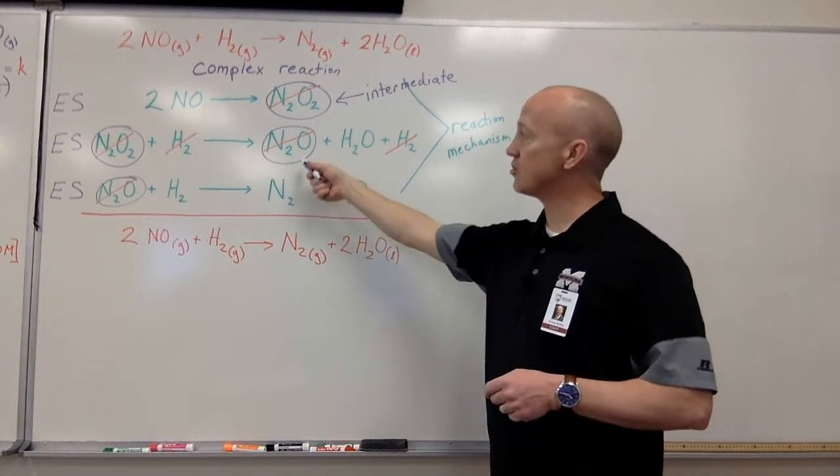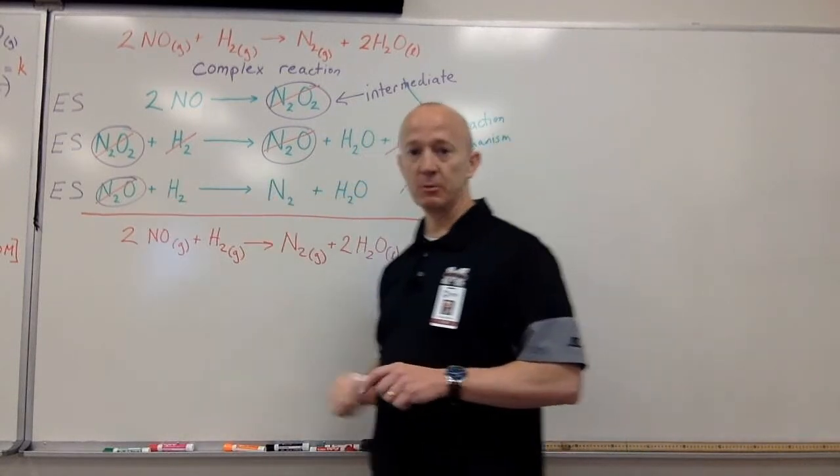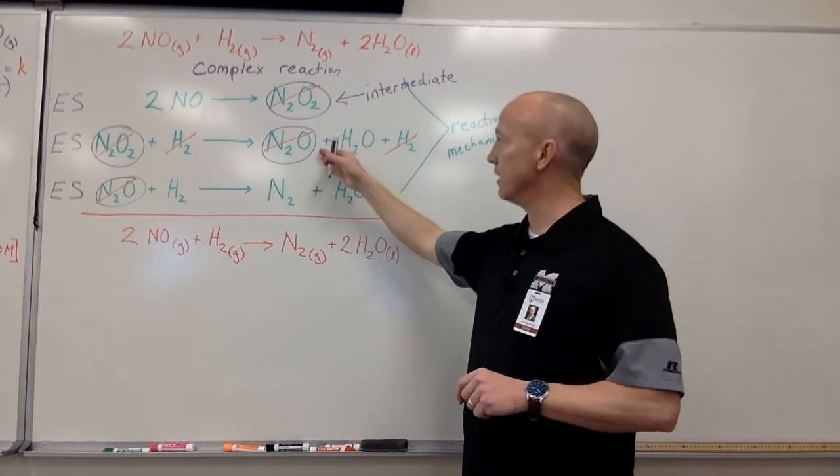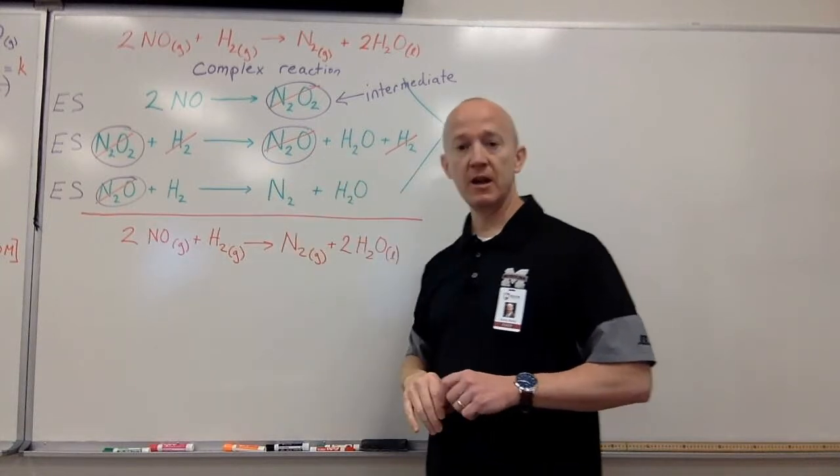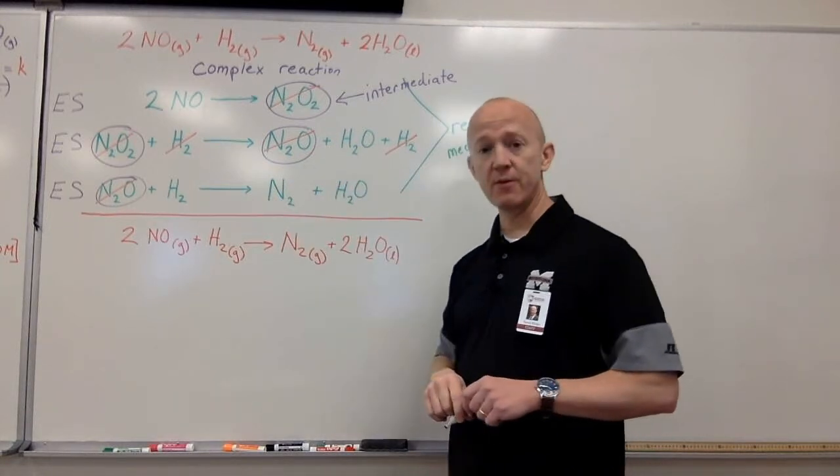Sure, dinitrogen monoxide is an intermediate, isn't it? It's produced here in this step but then consumed in the next step, and it is not a product in the final reaction.